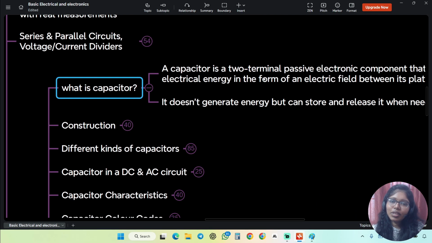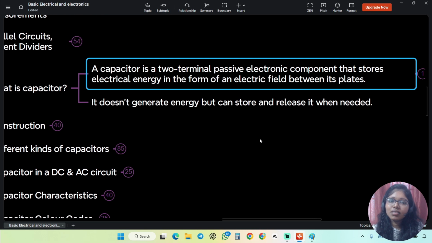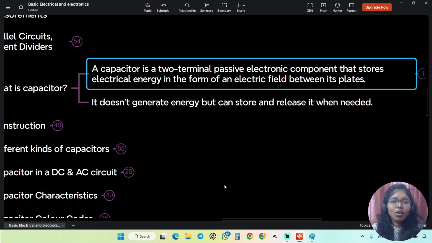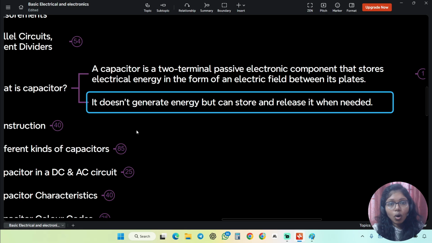First of all, a capacitor is a two-terminal passive electronic component. That means, while we studied resistance, that is also a passive component, right? So the capacitor is also a passive component. What is the purpose of this passive component? The main thing is that it is not going to generate any energy, but its purpose is only storing charges or limiting the current.